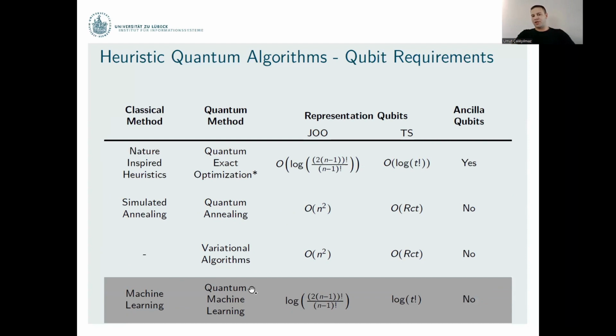In quantum machine learning, again, we have to represent the whole search space. So we require the logarithm of the size of the search space in qubits. For these three algorithms, we don't need ancillary qubits, so the total qubit count is going to be relatively low.